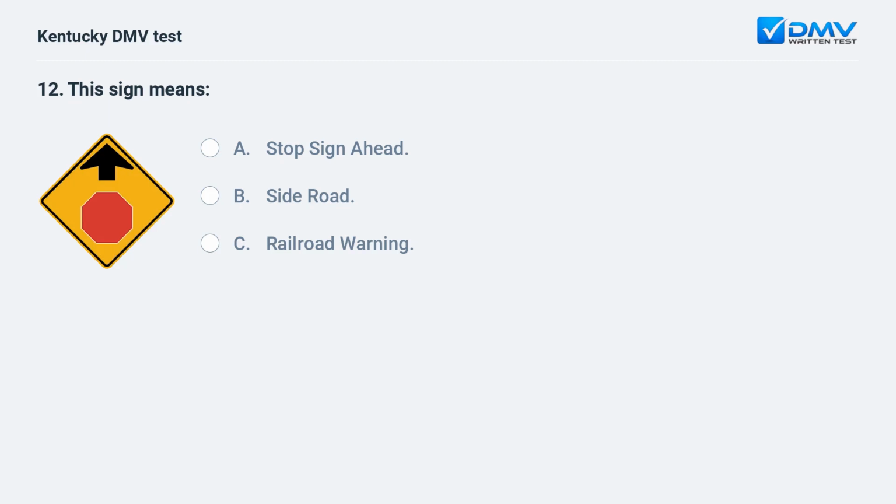This sign means: A. Stop sign ahead. B. Side road. C. Railroad warning. A. Stop sign ahead. This sign indicates that a stop sign is ahead.